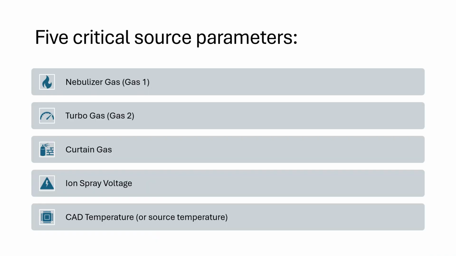So in source optimization, there are 5 critical parameters that need to be optimized. First is your nebulizer gas, also called gas 1. Second is turbo gas, gas 2. Curtain gas, ion spray voltage, and CAD temperature. Understanding how these parameters work together is essential for developing a reliable, sensitive LC-MS method.